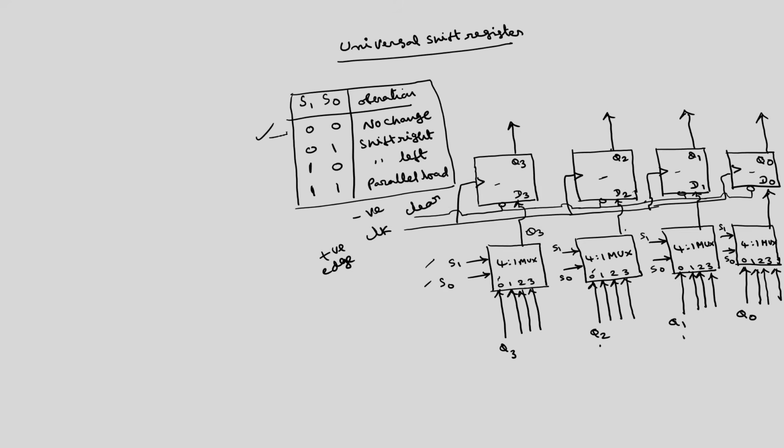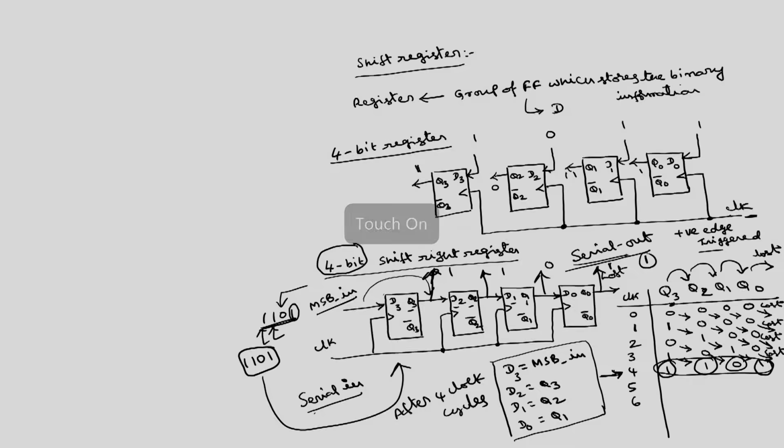Let's see how we can satisfy this condition. 0 0 no change means just feed this output back to this input. I am not showing the connection directly, I am writing Q3, Q3 because these two are shorted. Now, we can think of what will be the first input. When S1 S0 is 0 1, then the 1 input of all the 4 multiplexers will be selected. Now, what will be the first input? For shift right, I have already derived the relation.